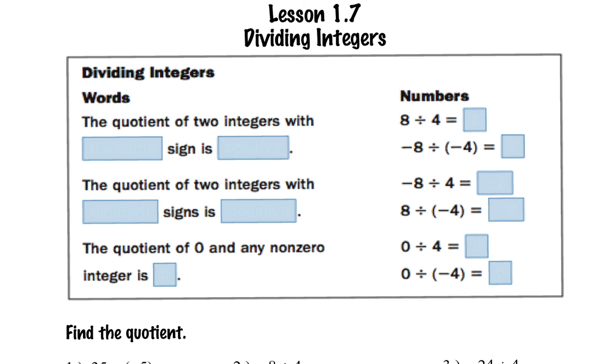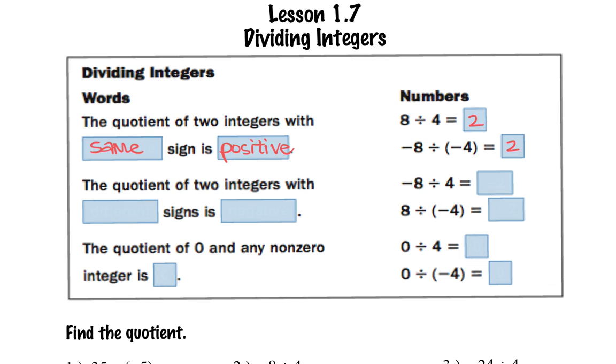All right, so the really nice thing about multiplying and dividing is that the rules are exactly the same. And that's why we're going to do these on the same day: multiplying and dividing integers follows the exact same rules. So you could actually probably fill this in with me. The quotient of 2 integers with the same sign is positive, just like it was with multiplication. So in other words, a positive divided by a positive is positive. A negative divided by a negative is also positive.